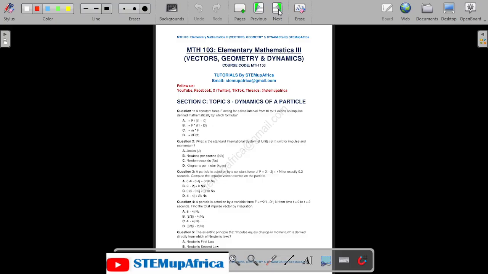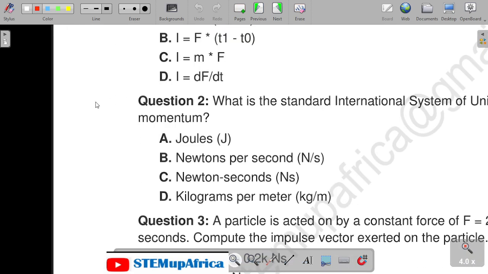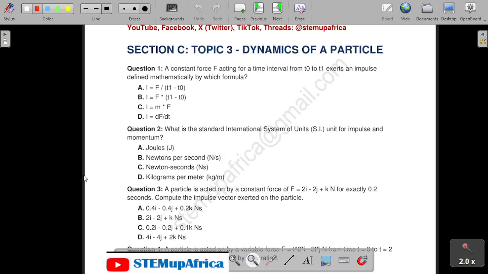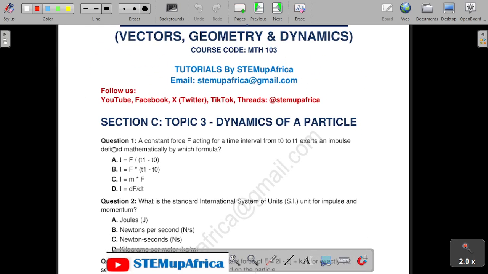So we also have the area of geometry, and we also have dynamics in vector. So this is dynamics in vector. Let's see how we can do with dynamics.